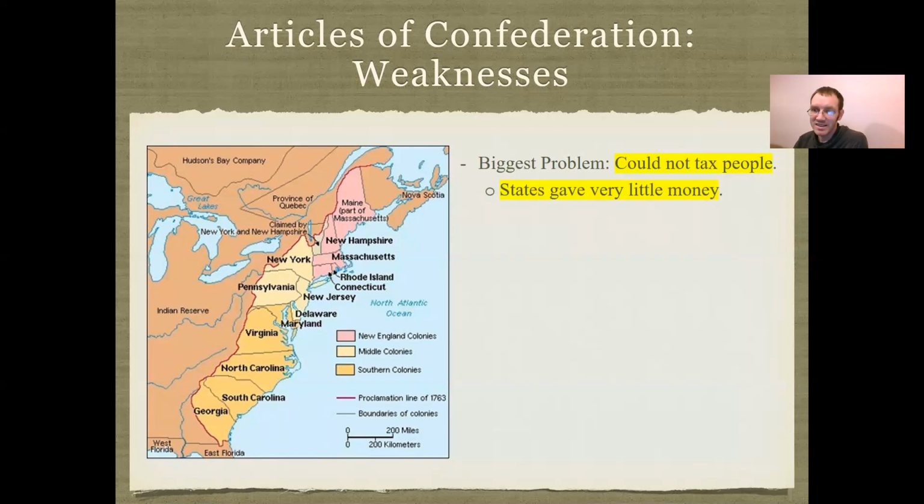These states have a lot of debt from the war. They need to pay that off. Some of them are rebuilding after the war. They're trying to get their government up and running. It's really expensive. And so they didn't want to give money to the national government.